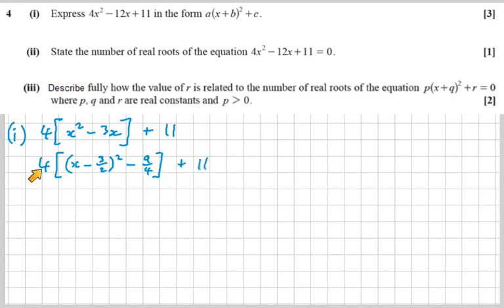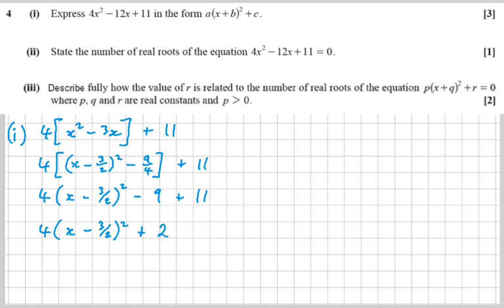And then we do 4 times this bracket, and 4 times the minus 9 over 4, effectively expanding the square brackets. And then finally combine the minus 9 and the 11, and there we have our answer.